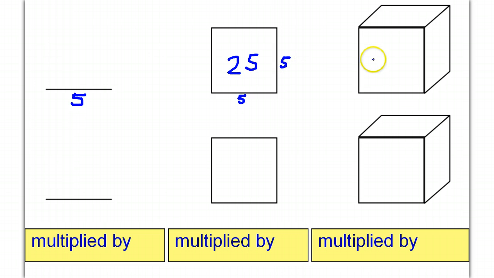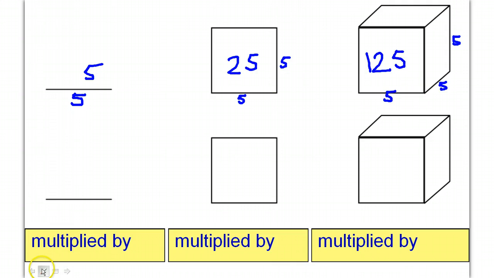Okay? What would be the original volume? The original volume would be 125. Okay? Because that would be 5 times 5 times 5, length times width times height. So the original length, the original area, and the original volume.